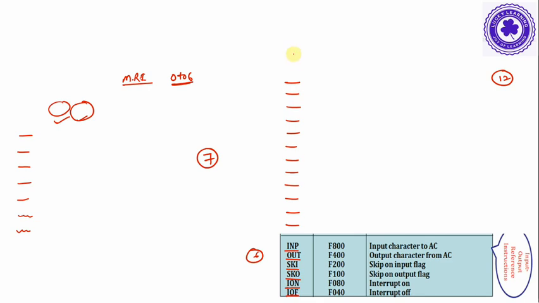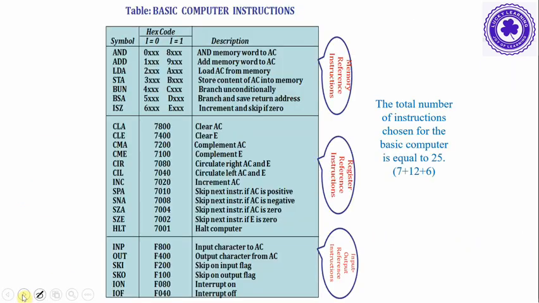So totally how many instructions do we have? Memory reference instructions are 7, register reference instructions are 12, and input output instructions are 6. So totally 25 instructions we are going to represent for our basic computer. These 25 computer instructions are shown in a single slide, with their type and their coding technique.